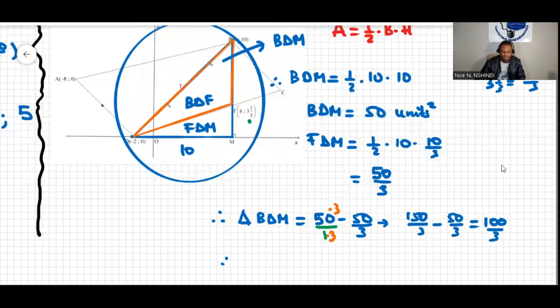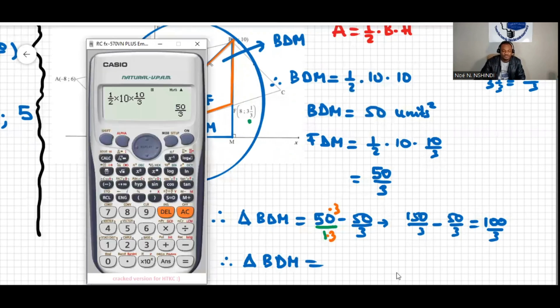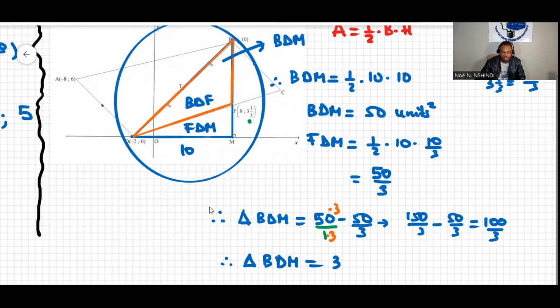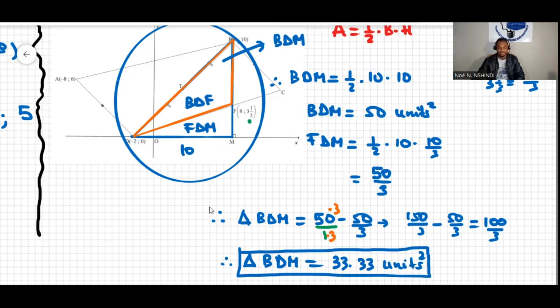Therefore, the area of the triangle BDF will be equal to 100 over 3, which is 33.333333. So 100 divided by 3 is 33.33 square units, or units squared. So that's the area of the triangle BDF. I think this is the shortest way to calculate this area. Thank you.